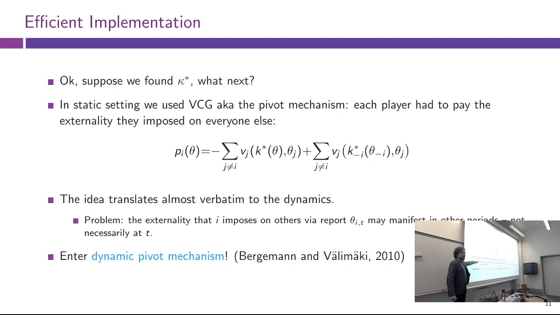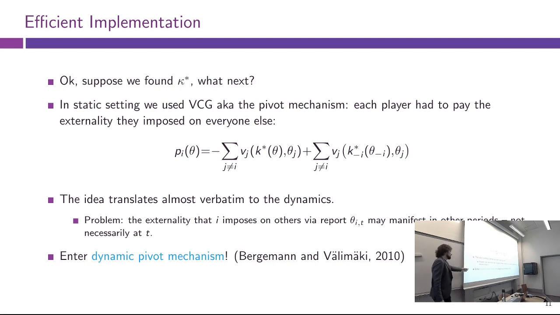The externality that player I imposes on everybody else does not need to materialize today, which means that we cannot simply look at the differences in today's welfare, in the sum of other players' utilities that they receive today. We need to look at the effect that the presence of player I today bears on the whole expected future welfare of all other players. And at the same time, we would want to avoid double counting, so as to not distort incentives.